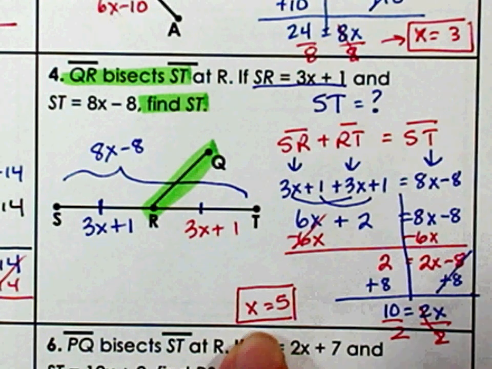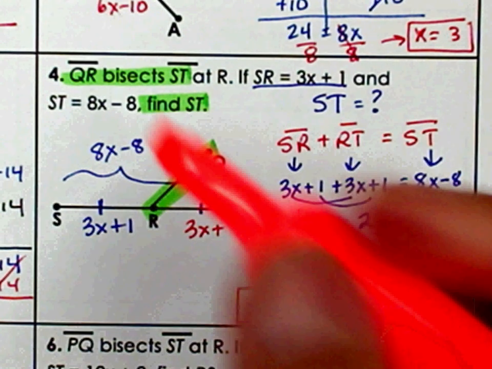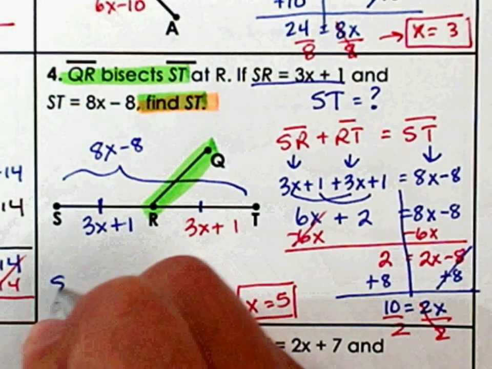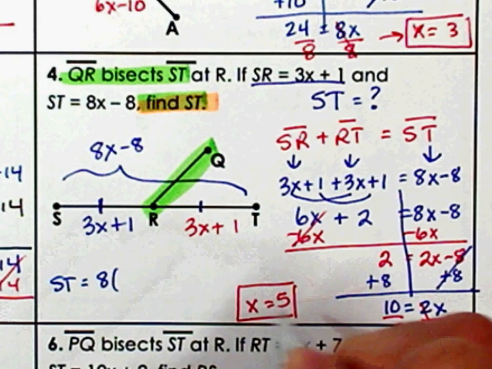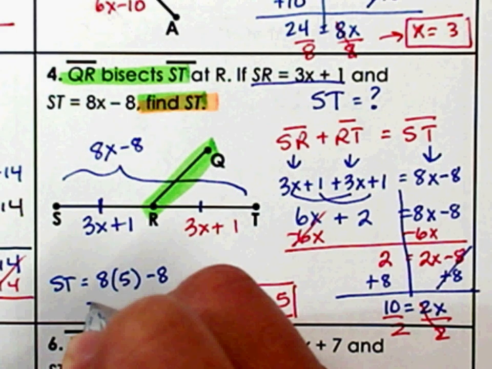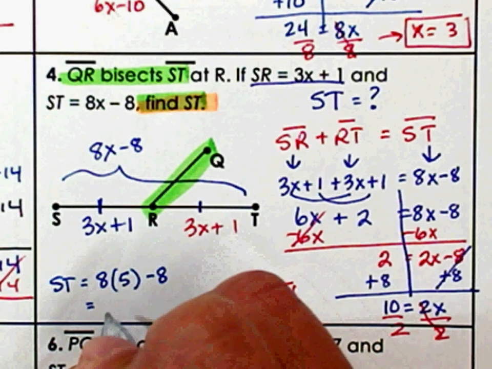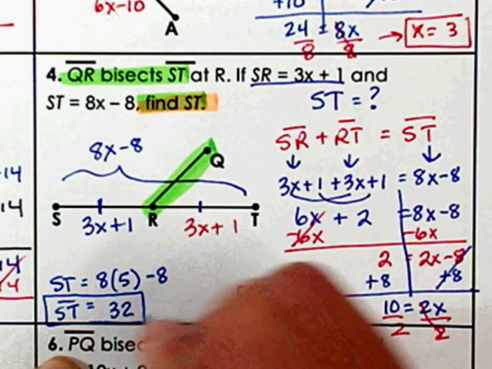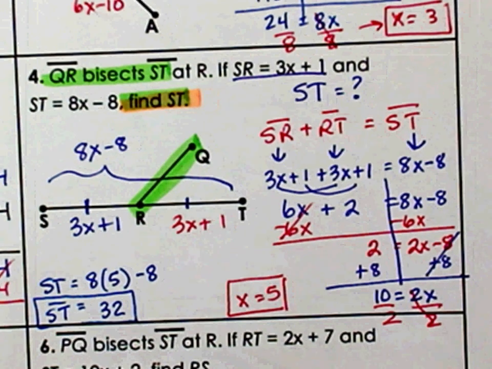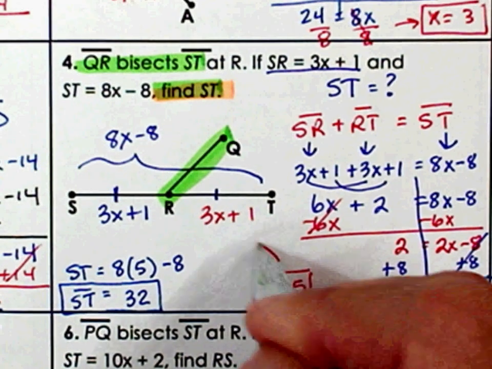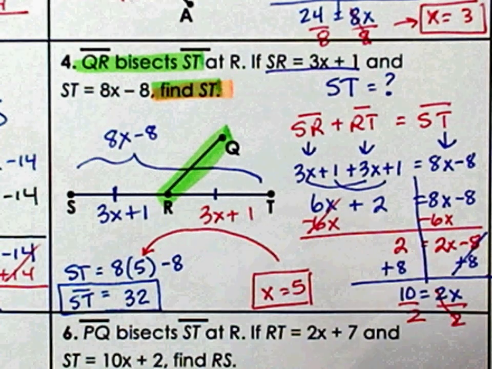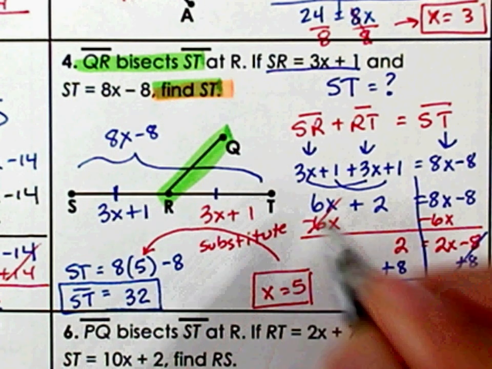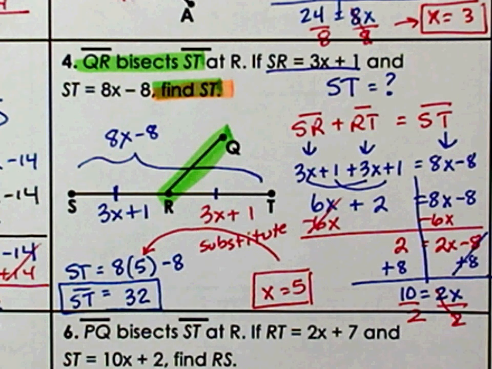But you are not finished. Okay? Why? Because it asks you to do what? Find ST. So what is ST? ST is 8 times 5 minus 8, which is 40 minus 8, which is 32. So the length of ST is 32. There's your answer. Okay? So what do you do with this 5? You plug it in. You substitute. You got to plug it in. Okay?